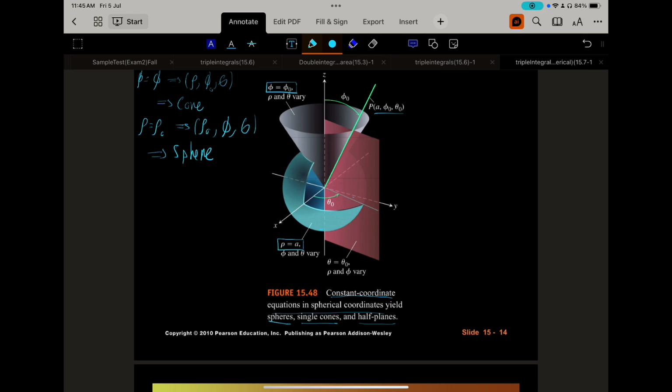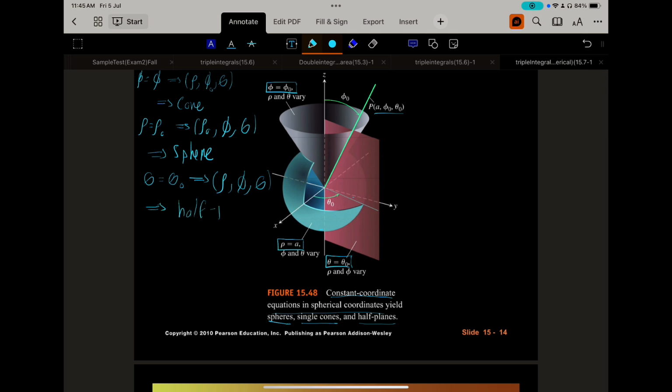The combination of these lines is going to yield us basically what we see here, a sphere in the cyan color. And now if we have theta equals theta naught, if we let theta be a constant, so we have (rho, phi, theta naught). Now this is going to yield us a half plane.